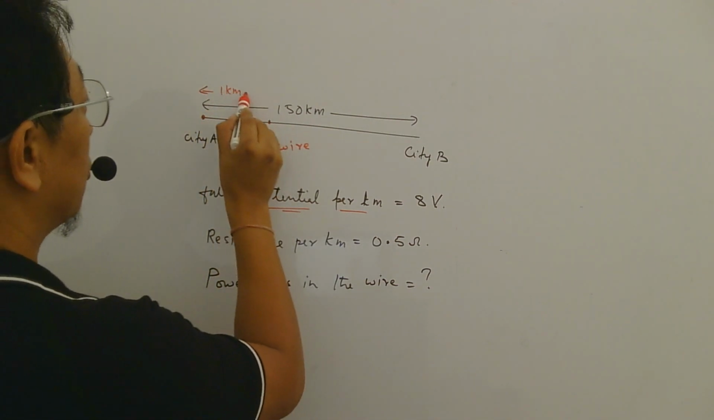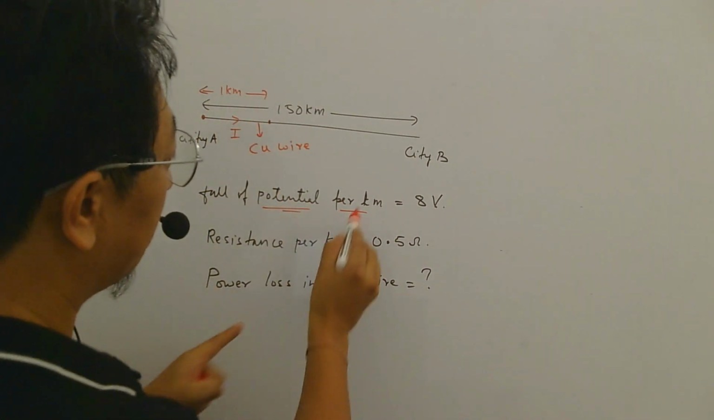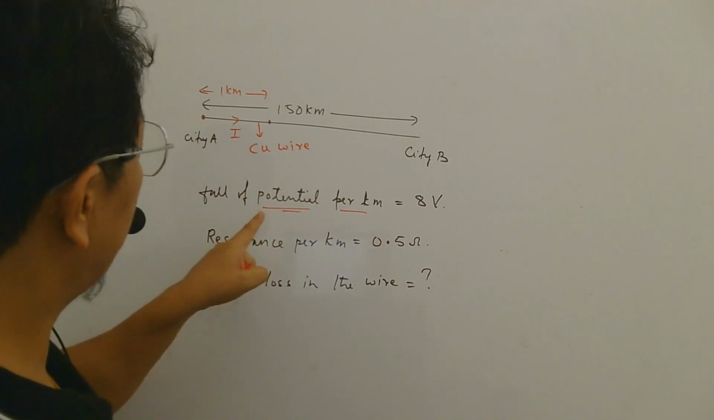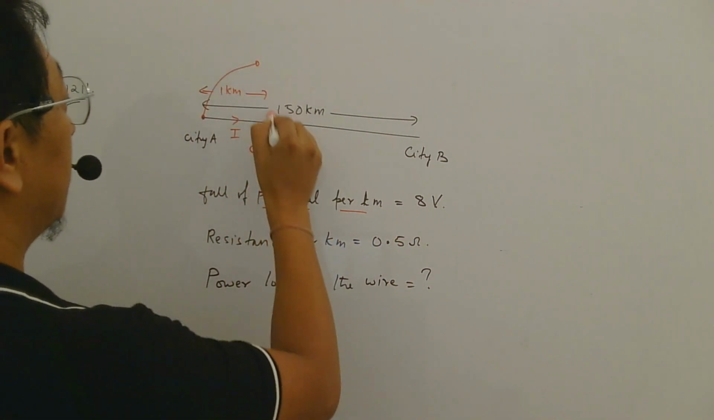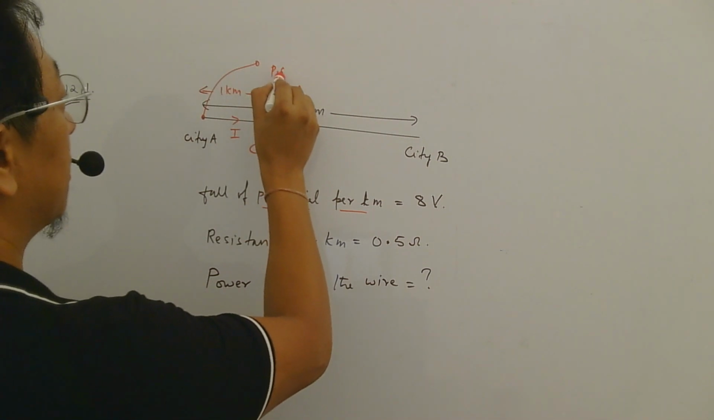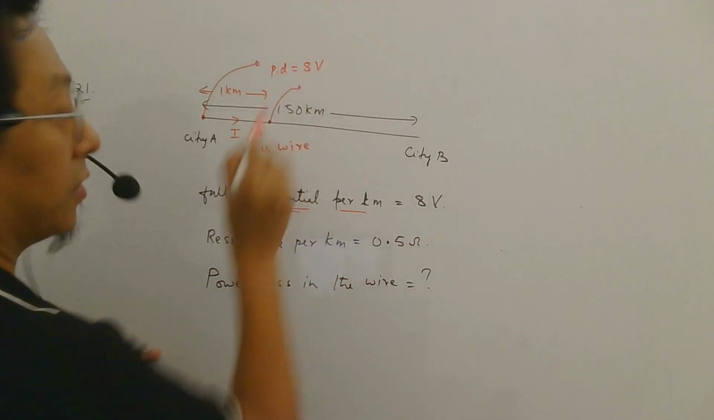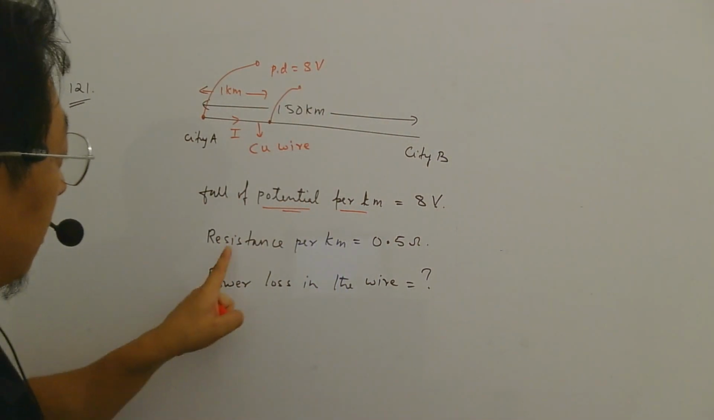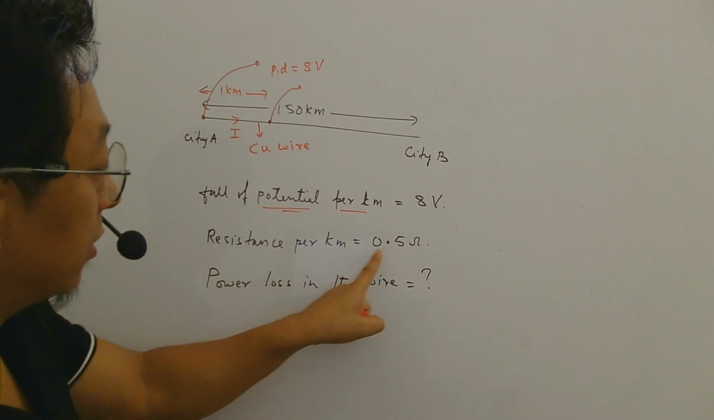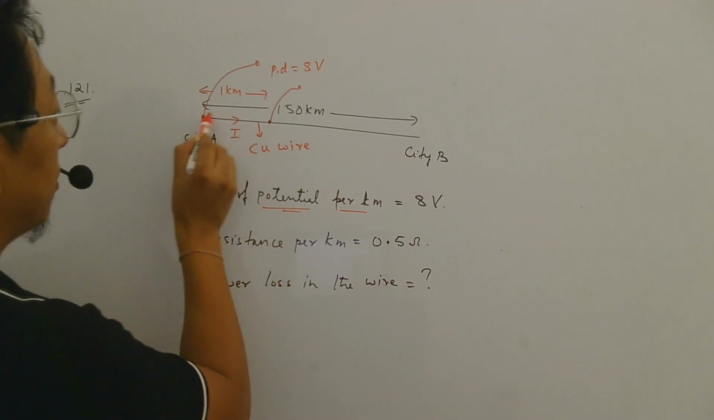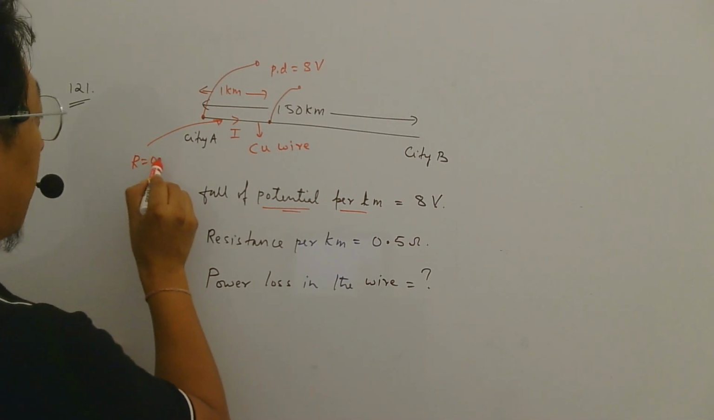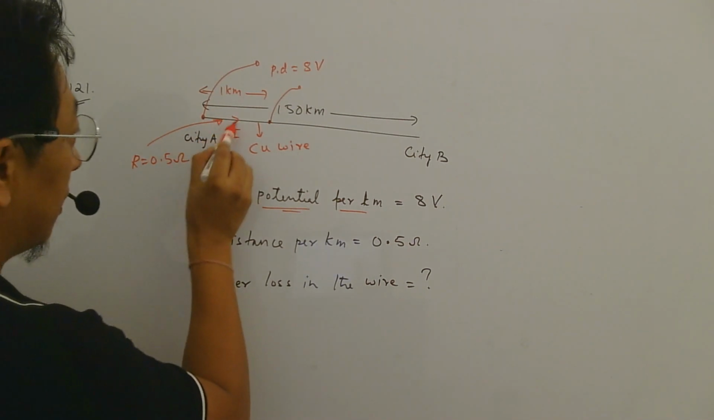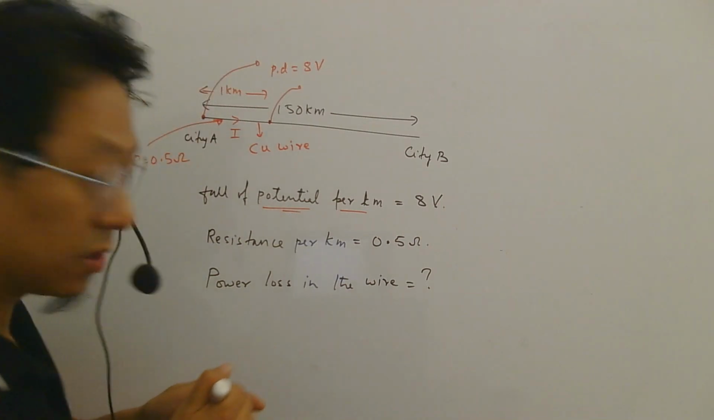Okay. So when you go by 1 kilometer, they said potential falls by 8 volt, meaning from here to here the potential difference is 8 volt. Also, the resistance per kilometer is 0.5 ohm. So this part has resistance 0.5 ohm. So current here can be found by using Ohm's law.